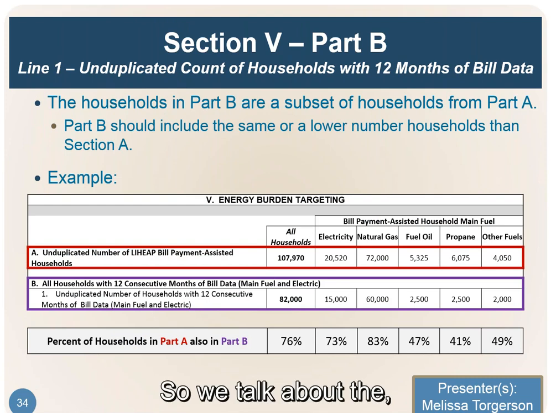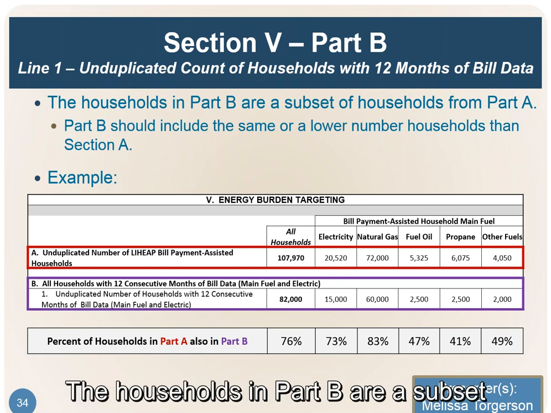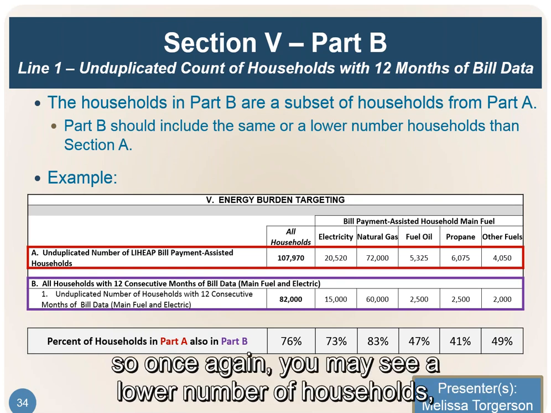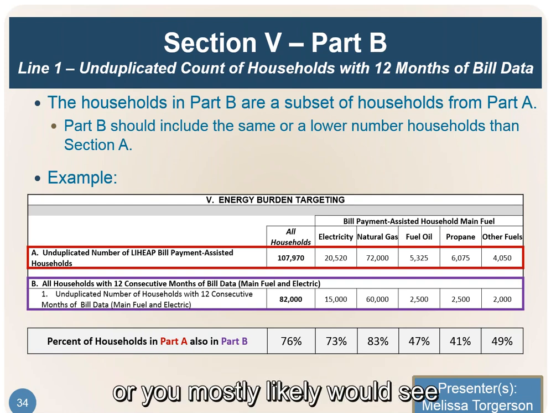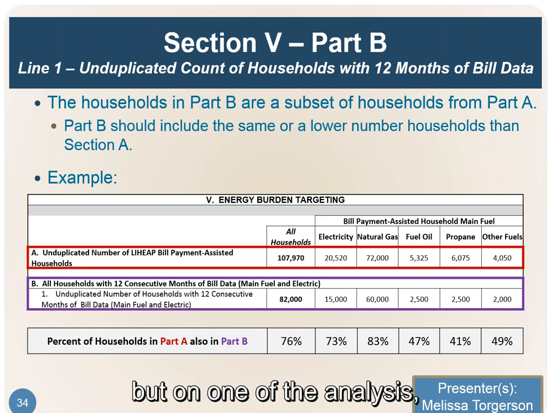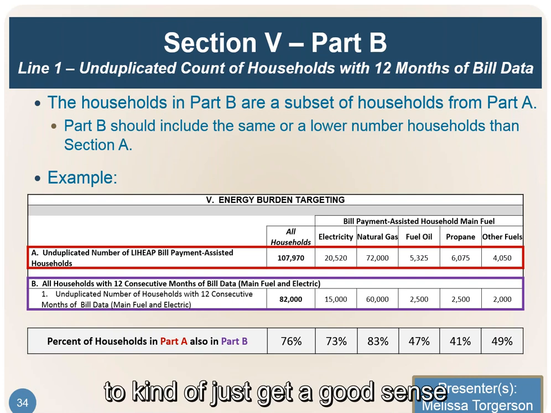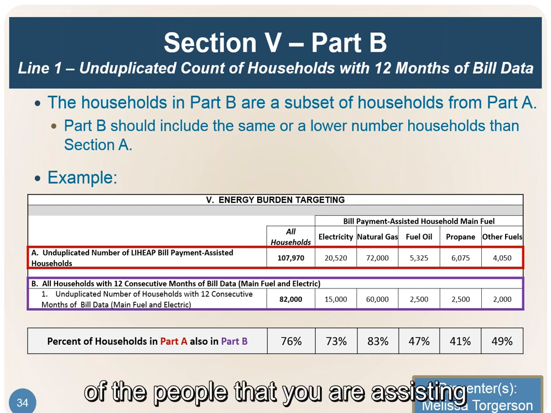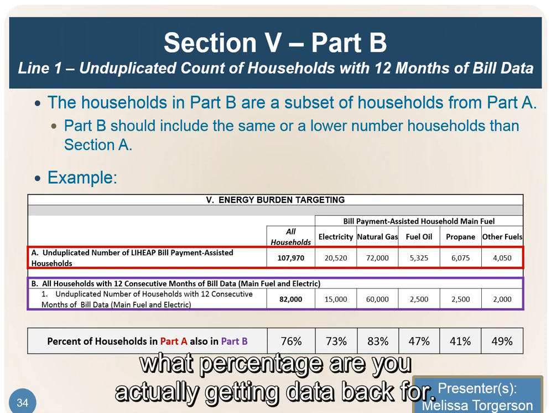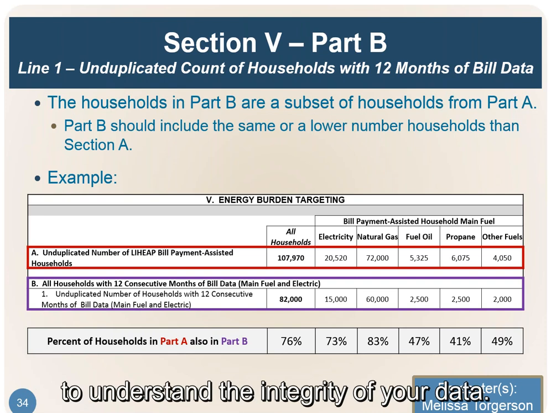We've talked about this a few different times, but we're just going to keep going here. The households in Part B are a subset of households from Part A. So once again, you would most likely see a lower number of households in Part B than in Section A. The form doesn't do this, but it's something you can do internally to get a good sense of the people you are assisting with bill payment assistance: what percentage are you actually getting data back for?